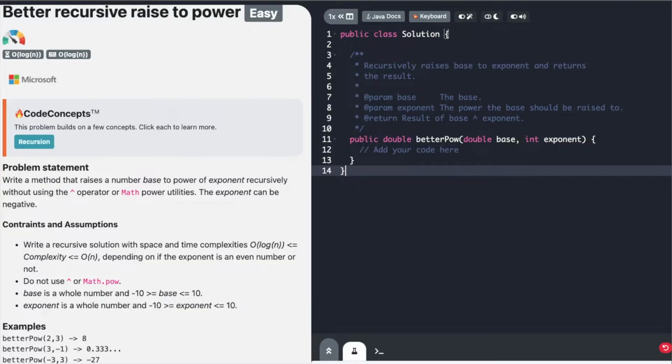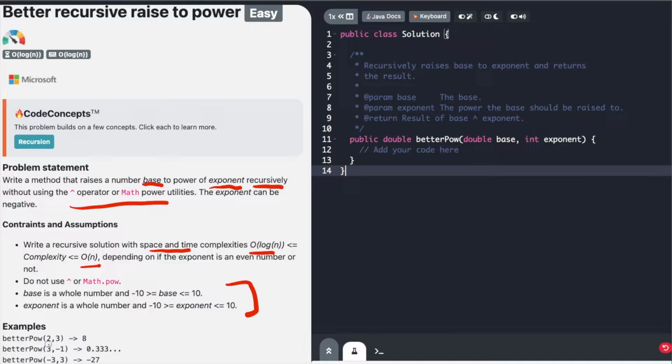Let's get started. So our problem today is again courtesy of firecode.io. Reviewing the problem here, we receive a base and an exponent, and we need to raise the base to the power of the exponent recursively. As mentioned, we can't use any of the exponent or math power utilities built into Java. We need to shoot for time and space complexity between log n and linear time. And we need to be able to handle both positive and negative bases and exponents.